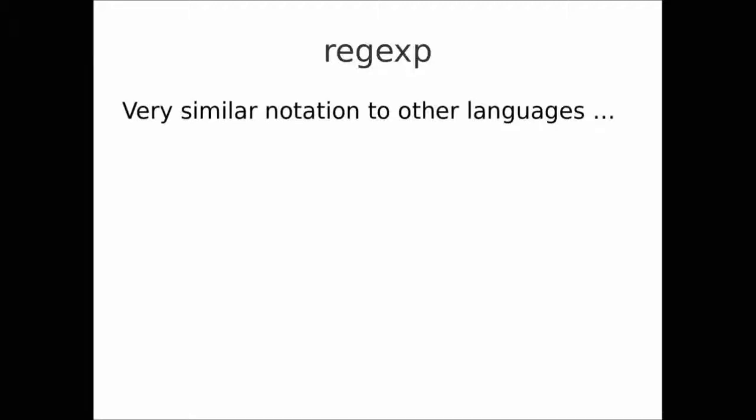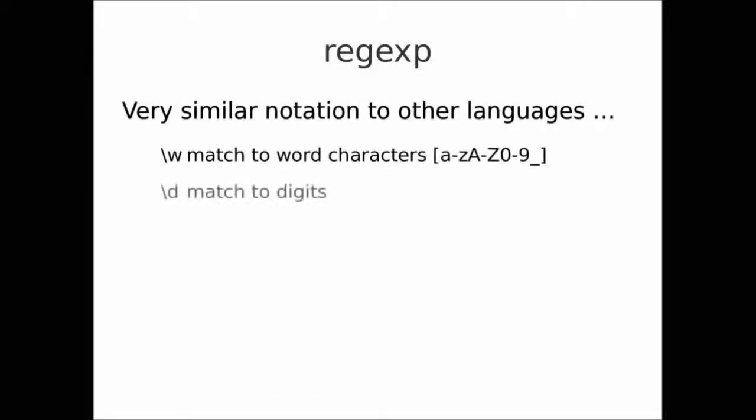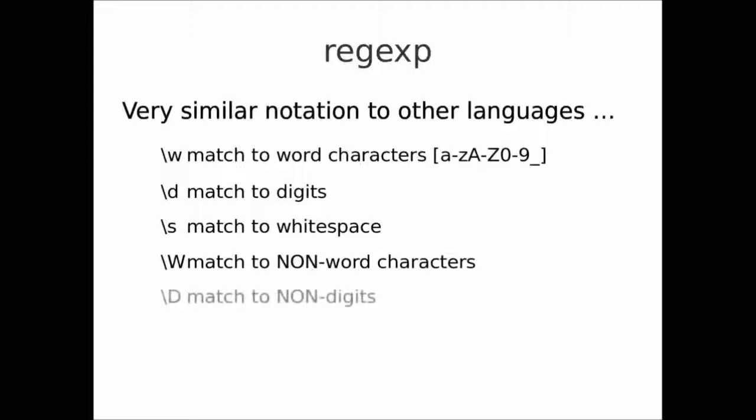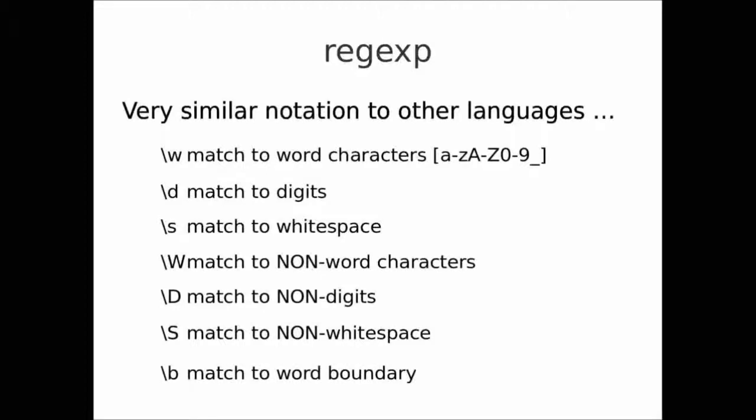As I mentioned, very, very similar notations to other languages. There's a standard for regular expressions, and Perl adheres to those standards. There are some specific escape characters that you should be familiar with. A /w, lowercase w, means match to word characters. Word characters include A through Z, capital A through capital Z, 0 through 9, and underscore. A /d means match only the digits, 0 through 9. A /s means match to white space.